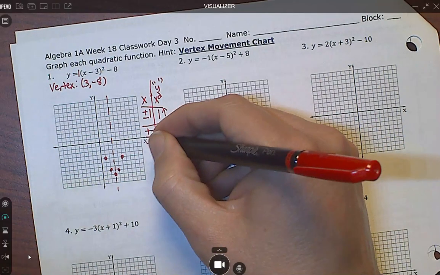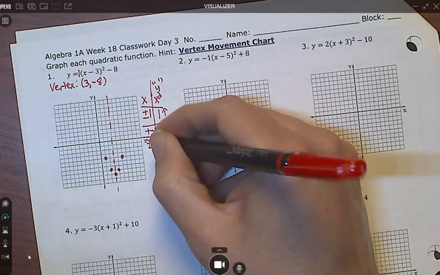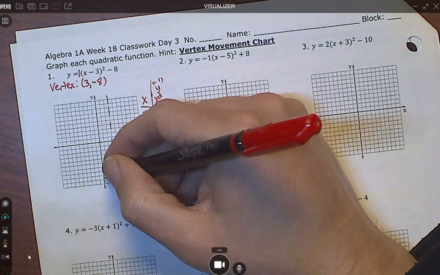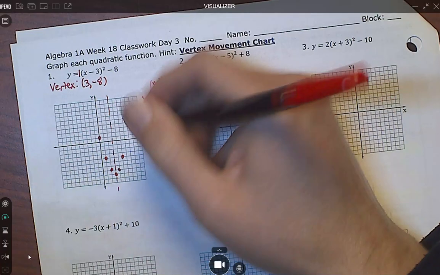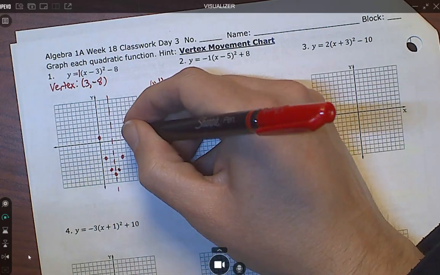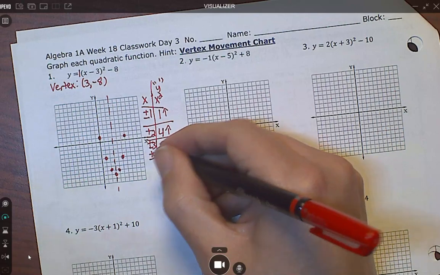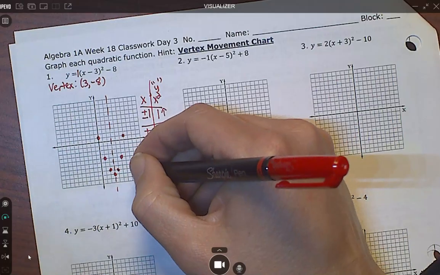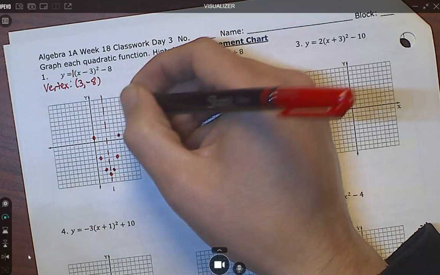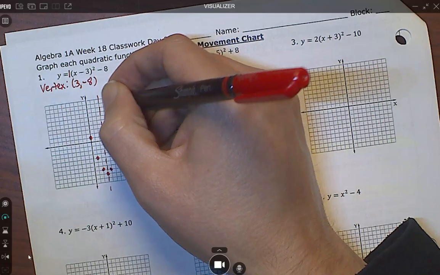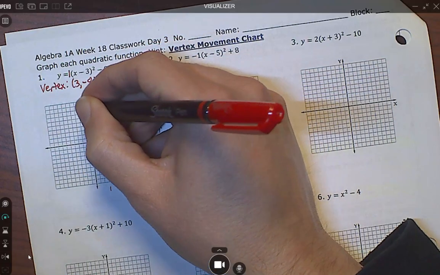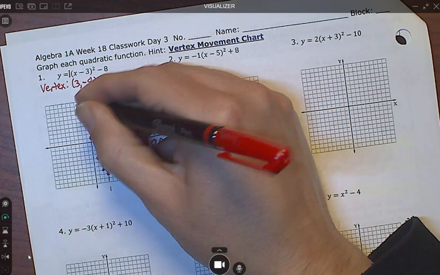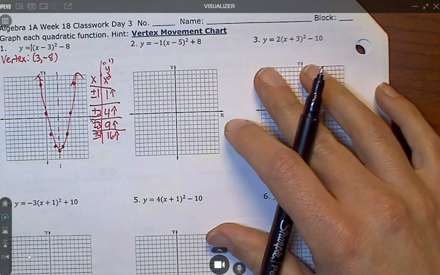If I go plus or minus 3, 3 squared, the y distance is 9. We're at negative 8, we'd go up to 1. It's 3 away. If you go plus or minus 4, you go up 16. We're at negative 8, we jump all the way up to 8. Perfect quadratic. Okay, this one's a little bit harder.